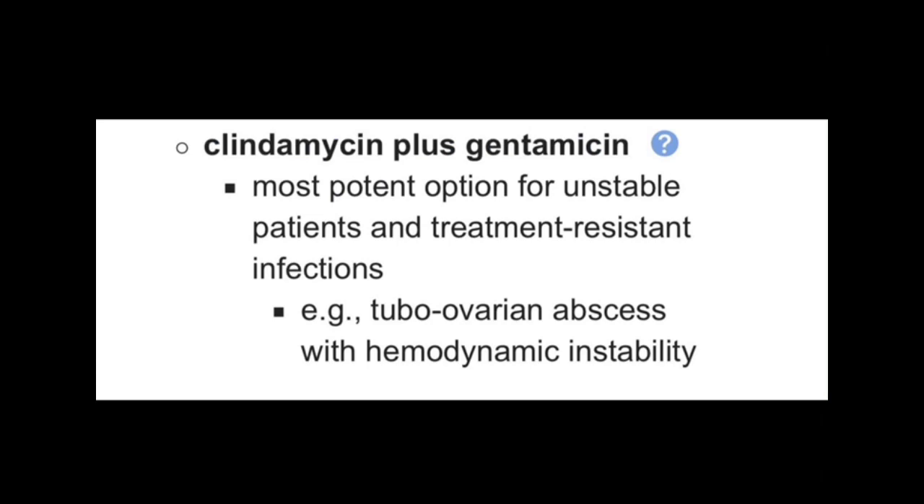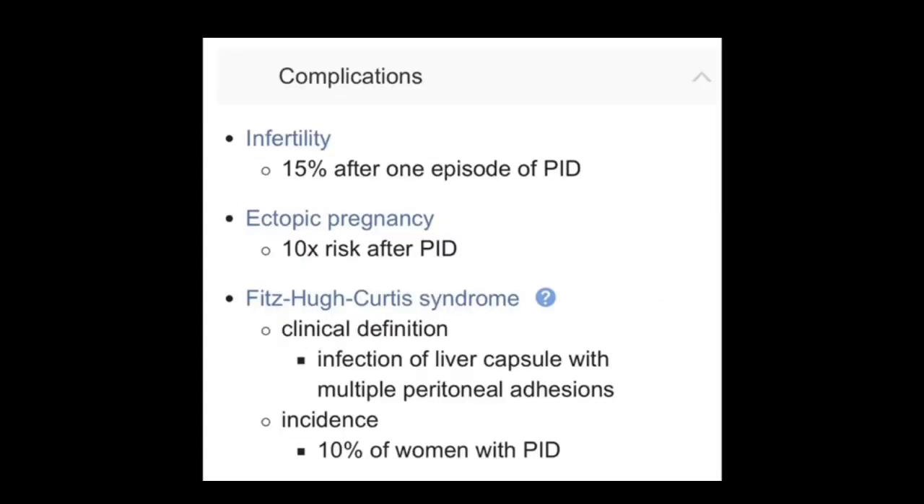Cefoxitin plus doxycycline as intravenous medication or hospitalization is indicated for uncertain diagnosis, tubo-ovarian abscess, or failure to respond to outpatient treatment within 72 hours. Finally, clindamycin plus gentamicin is the most potent option for unstable patients and treatment-resistant infections, for example in the setting of tubo-ovarian abscess with hemodynamic instability.